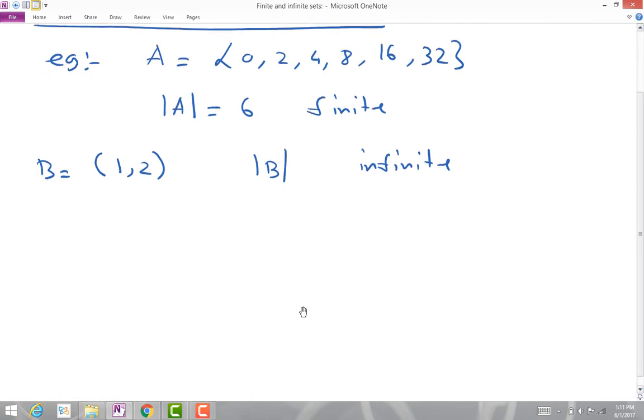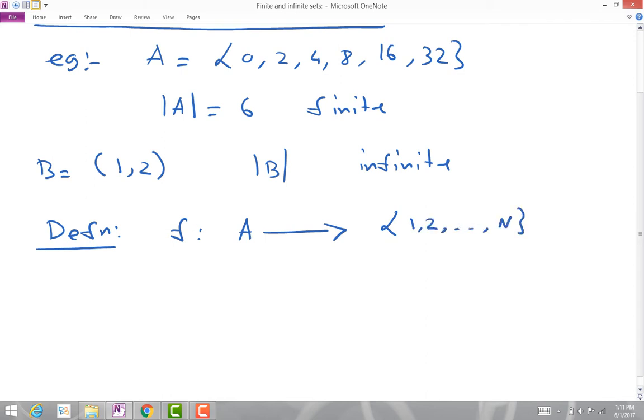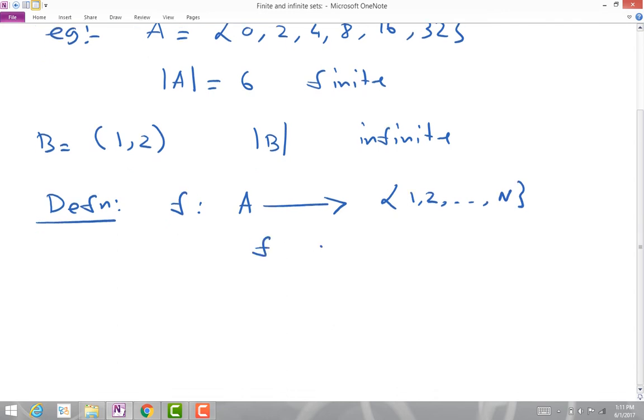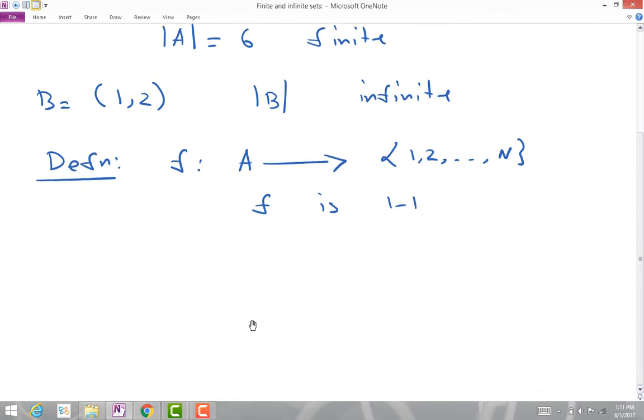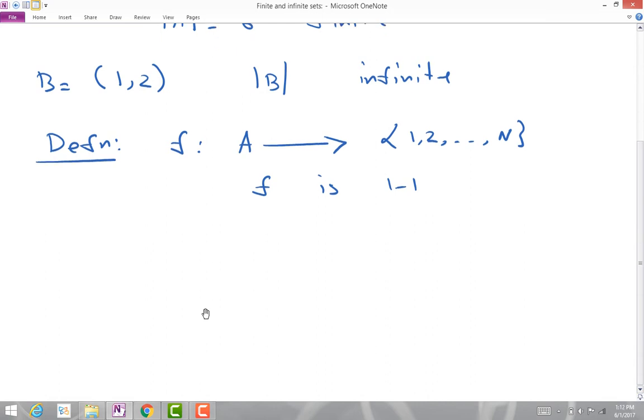Now if you want to do a proper definition of a finite set, that means if I can define a function from a set A to the set of numbers, say 1 up to n, and if f is one-to-one, then we say that the set A is finite. Otherwise we say the set is infinite.